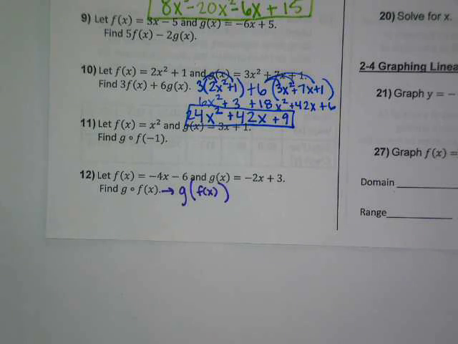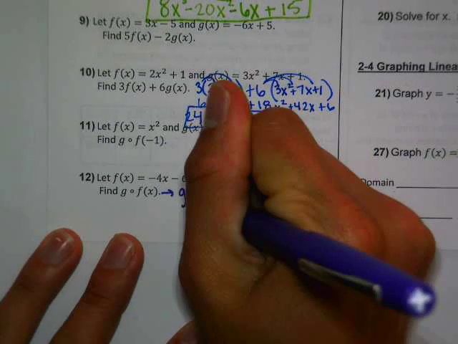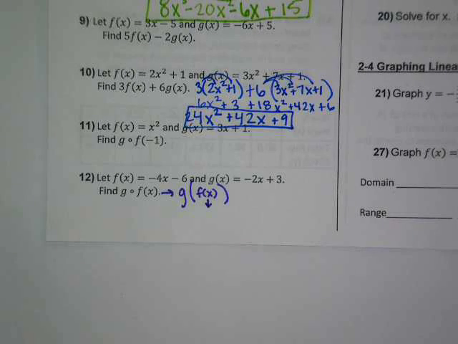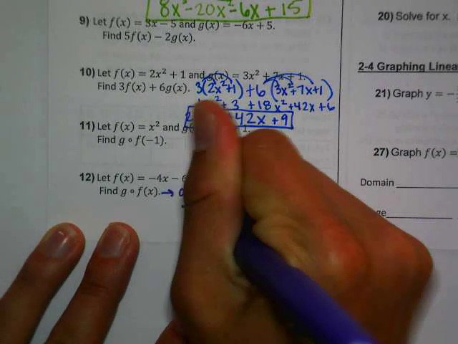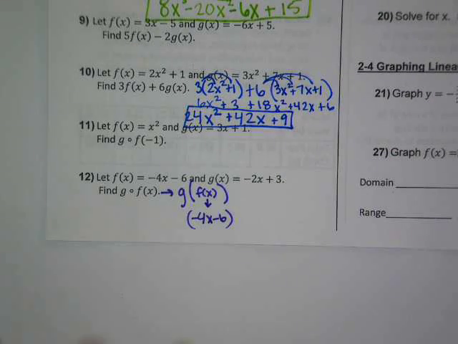Once you rewrite it, work from the inside out. All right, so f of x equals negative 4x minus 6. Can we simplify or solve that out anymore? No, that's all I know about f of x. And we are going to put that into the g function. Now you're substituting it in.